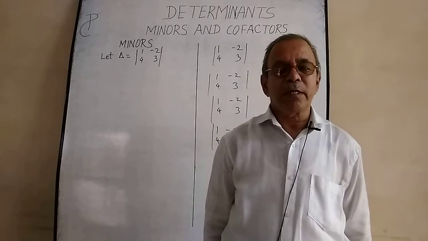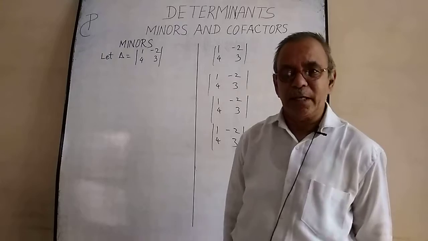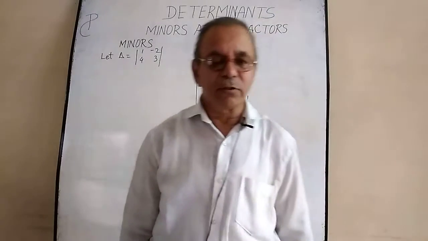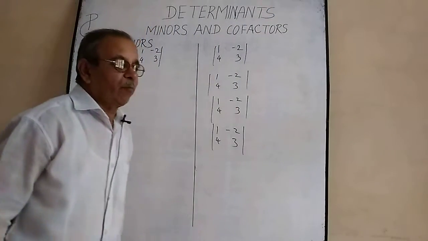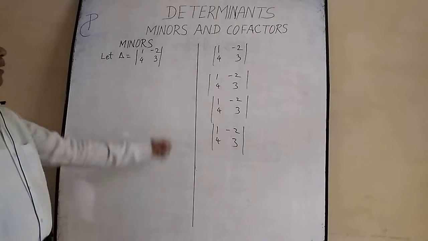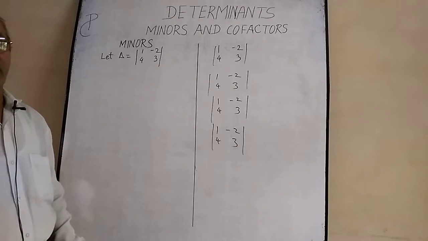The number of rows and number of columns are equal. That's called a square matrix. So here, one of the most important properties of determinants is minors and cofactors.